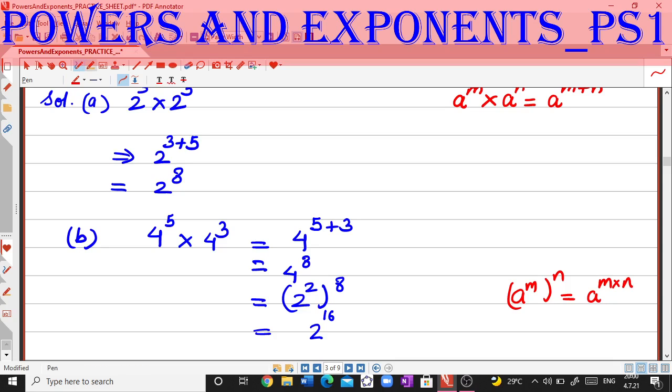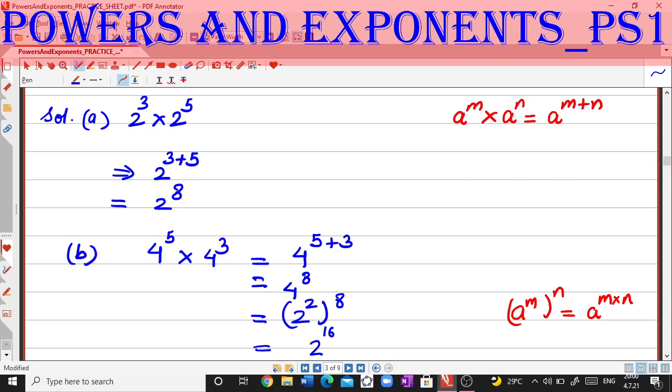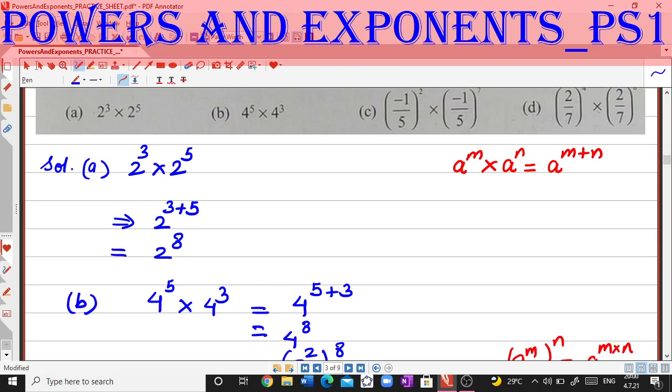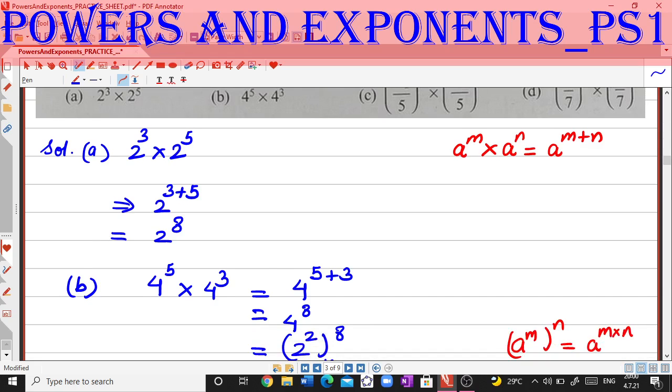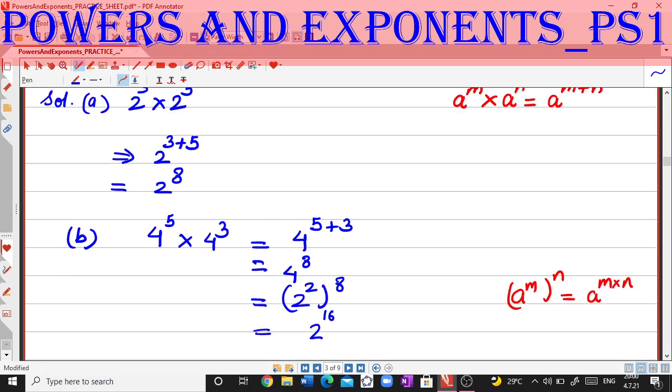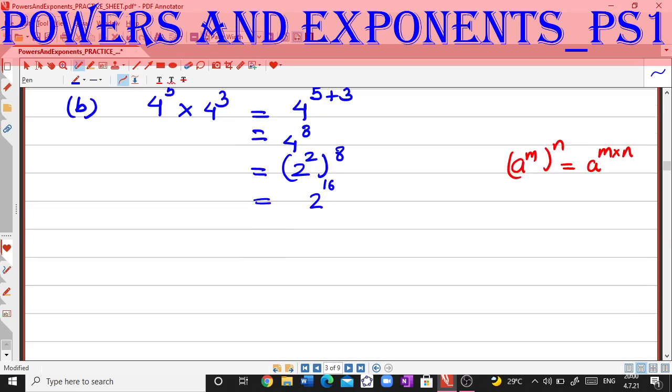Okay, so these two rules we have applied here in this question. Now similarly you can solve the next question. Here the base is involving a negative sign, so let me solve this. Minus 1 upon 5 to the power 2 multiplied by minus 1 upon 5 to the power 7.